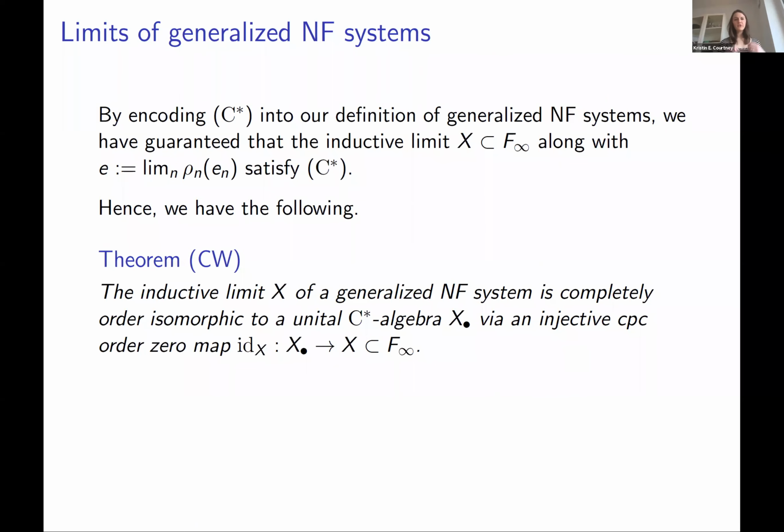Okay, so by encoding C-star into our definition of the generalized NF systems, we've guaranteed that the inductive limit, along with this choice E for the order unit, satisfies C-star. And so now we get to say the following. If we take the inductive limit of the generalized NF system, then it will be completely order isomorphic to a unital C-star algebra, X bullet, in fact, via an injective CPC order 0 map, which actually just looks like the identity map on X bullet. But it's CPC order 0, of course, when we think of it as a map from X bullet into F infinity.